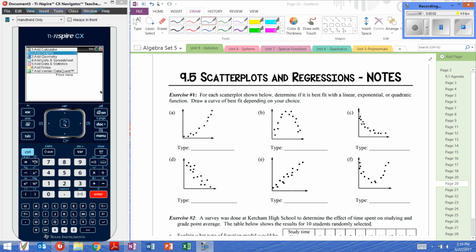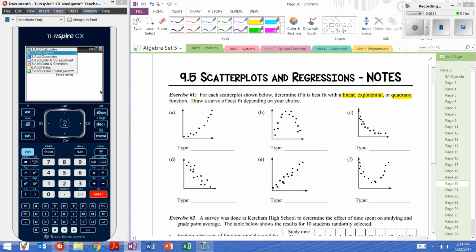You are watching the 9.5 lesson video on scatterplots and regressions. Exercise number 1 is getting us familiar with using the different types of models that we're going to talk about in algebra. So it can either be linear, so a line, exponential, which we haven't talked about in quite a few units, but hopefully you remember how it looks, and then quadratics, which we just talked about pretty recently.